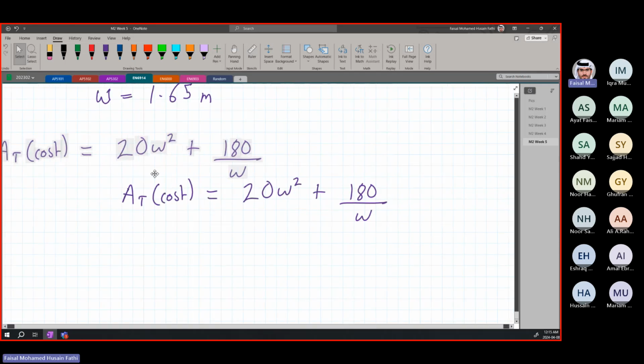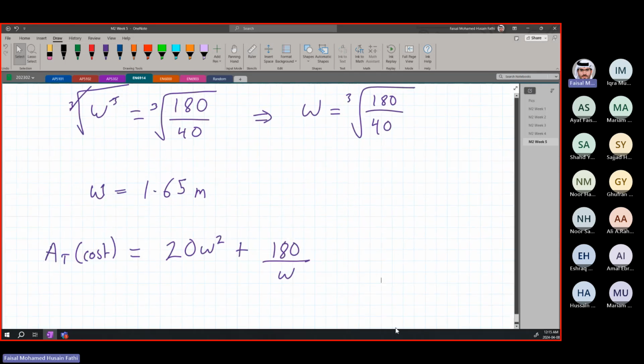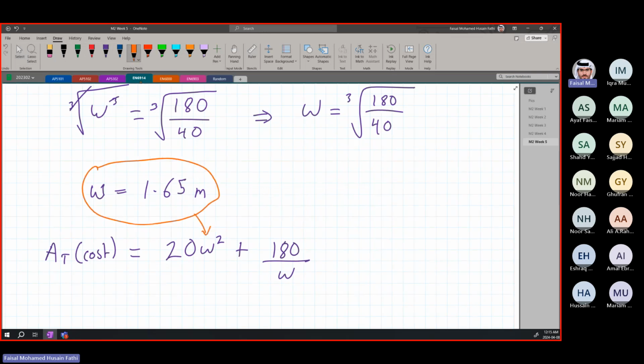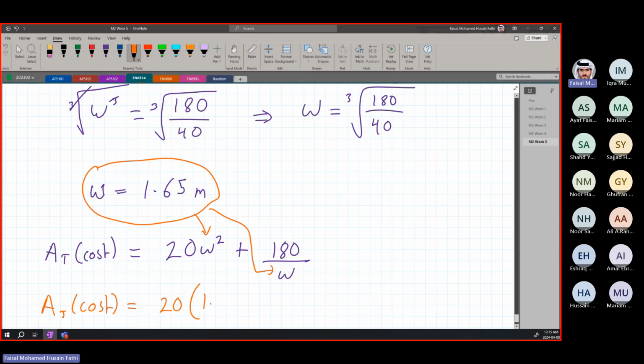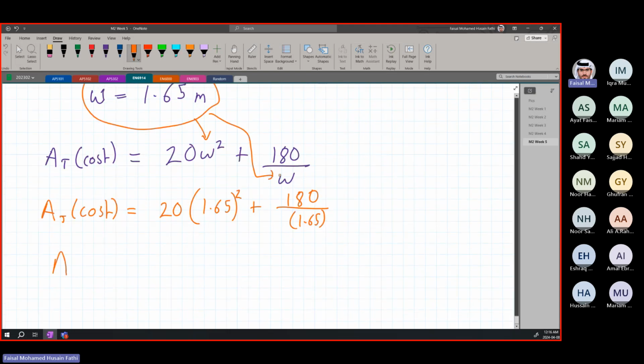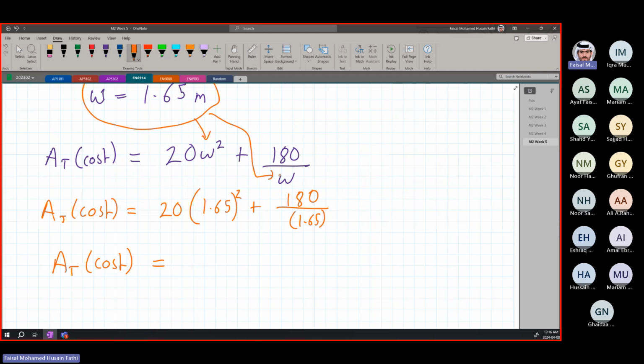This is the equation we determined for cost in terms of just W. All right. And we can substitute this W value that we found into the W over here. For A, total cost is going to be equal to 20 times 1.65 squared plus 180 over 1.65. And then, so A total cost, the cost of the total area, is going to be 20 times 1.65 squared plus 180 over 1.65.